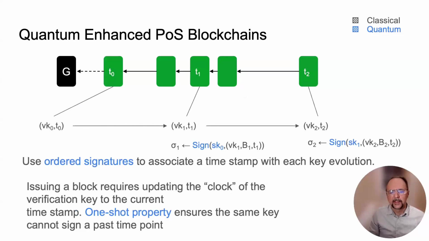It doesn't take a lot of imagination to think that our concept of ordered signatures, thinking of them as key-evolving signatures, is exactly what can be used to instantiate this quantum-enhanced proof-of-stake blockchain. Issuing a block means that we update the clock of every verification key with a current timestamp, and the one-shot property would ensure that the same key cannot sign a past time point, and hence all these long-range attacks would not be feasible.